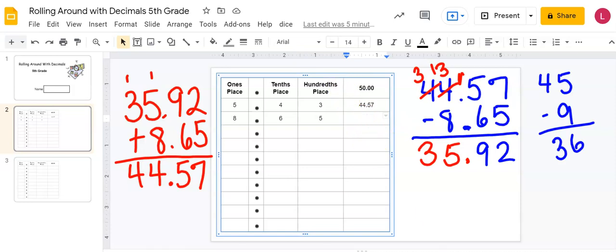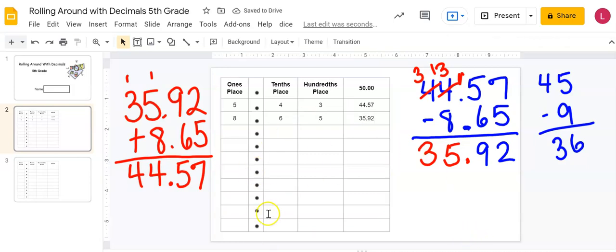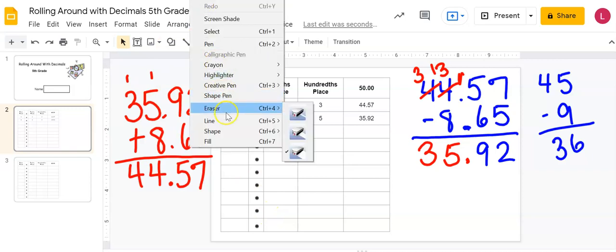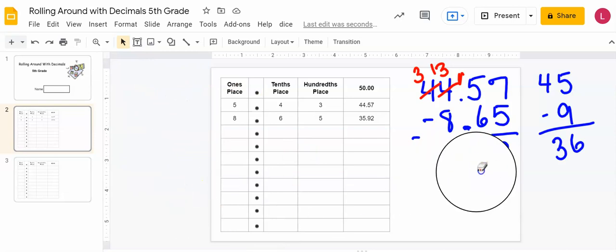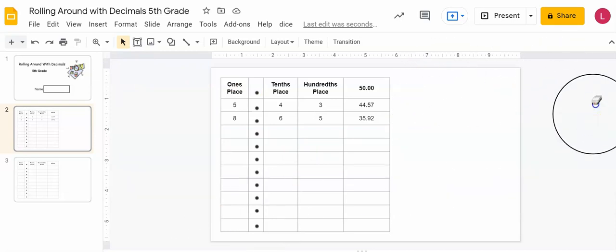Okay, so now after subtracting those, I know I had 35 and 92 hundredths. Great. So I'm wondering if you, when you play, can get a lower number than mine. Okay, so you ready? Let's play it again. We're going to do it one more time. And let's roll some dice.